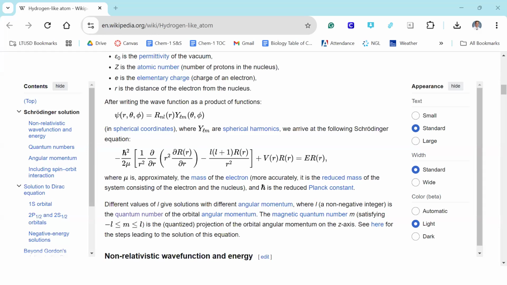An s orbital can only fit 2 electrons. A p orbital can have 3 suborbitals, so it can fit a total of 6 electrons. So basically, the number of electrons you can fit into each orbital goes up by 2 times odd integers, because every time L goes up, we get 2 more suborbitals. So that's why a d orbital has 5 suborbitals, so it can hold 10. And an f orbital has 7 suborbitals, so it can hold 14.